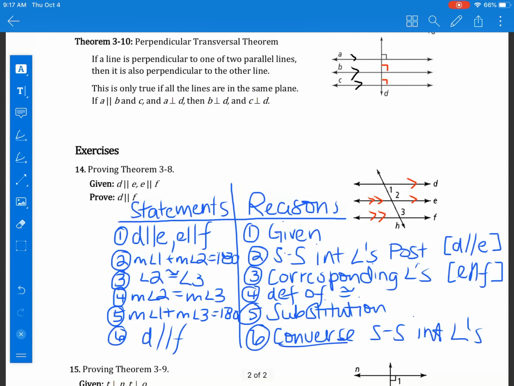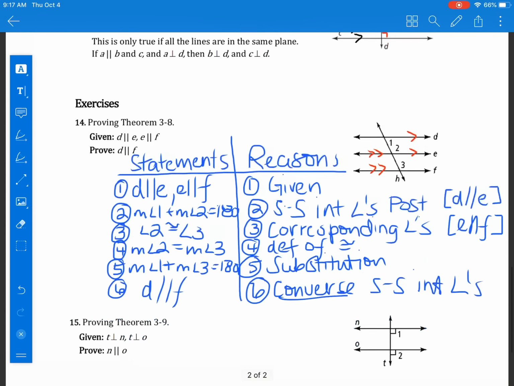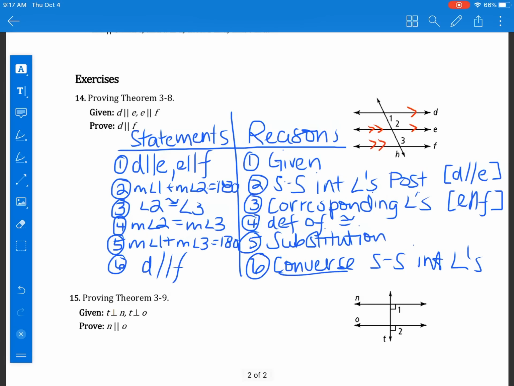Yes, these are a lot of steps. Okay, we are proving lines parallel, and if we are proving a theorem, we cannot use that theorem. But this proves that if 2 lines are parallel to the same line, then they are parallel to each other. It'll be a good thing to remember once we get into tougher proofs.